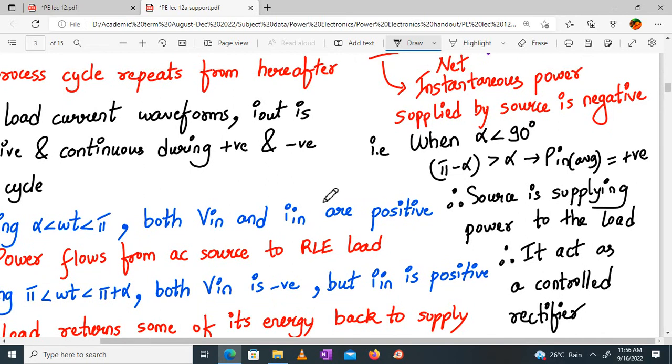Okay, you have drawn the circuit diagram. Write this down. You have understood pi minus alpha? It's a bigger portion compared to alpha. Alpha greater than 90 degree में उल्टा रहेगा. हाँ.